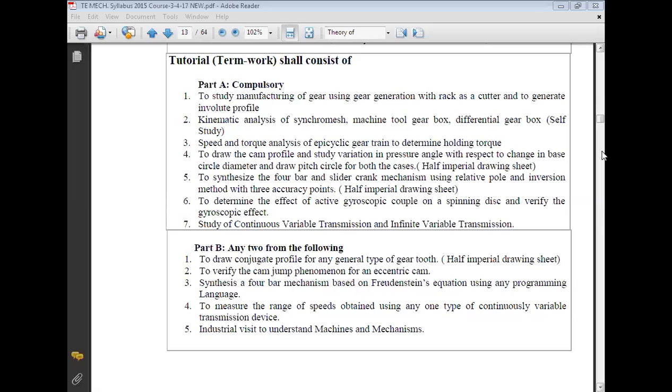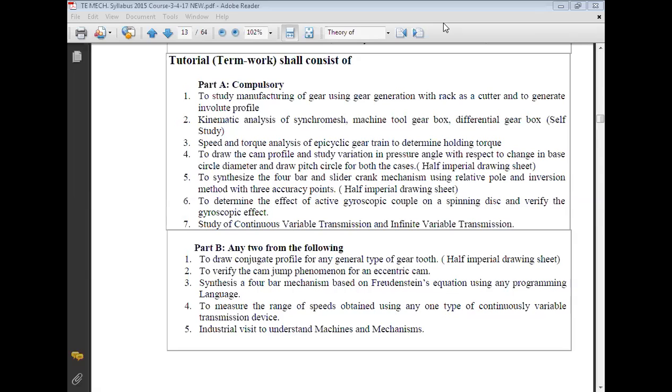Okay, the next is to synthesize the 4-bar and slider crank mechanism using the relative pole and inversion method with 3 accuracy points. So basically this particular assignment is also a graphical one. So we are going to draw this on the half imperial drawing sheet.